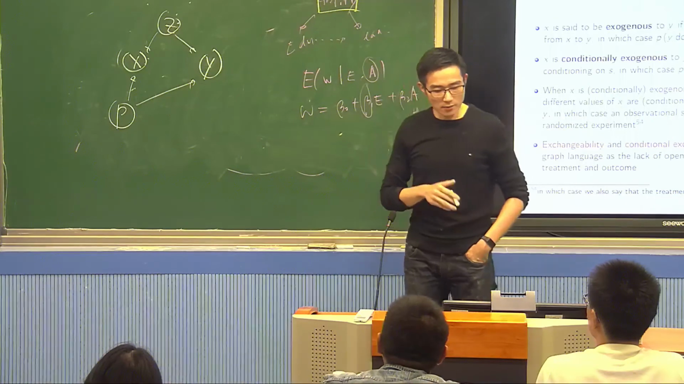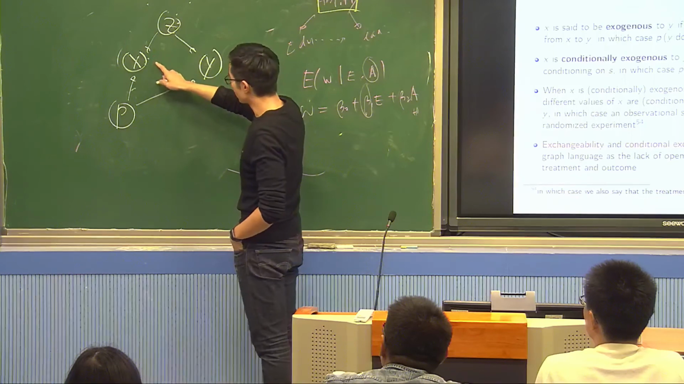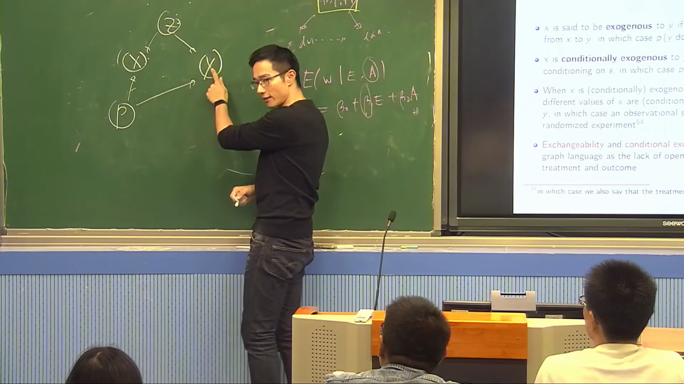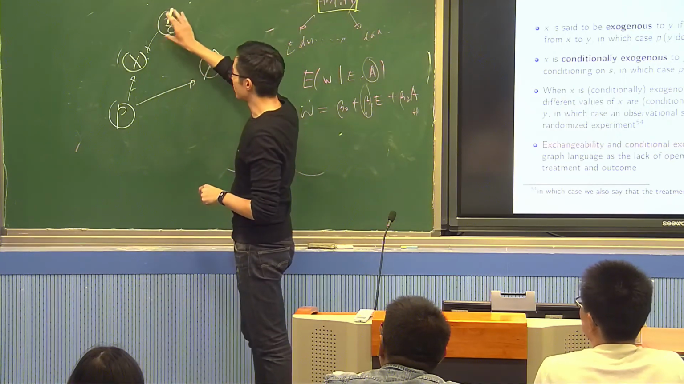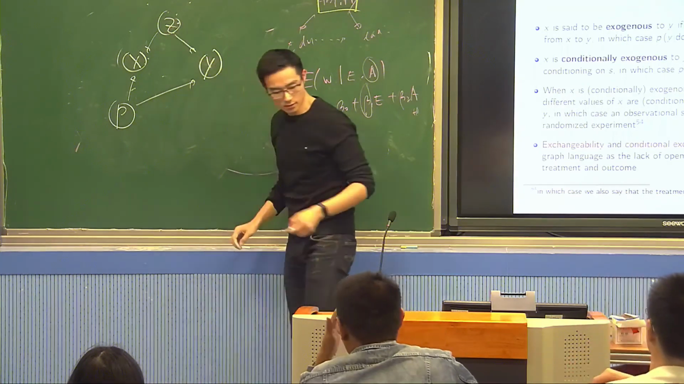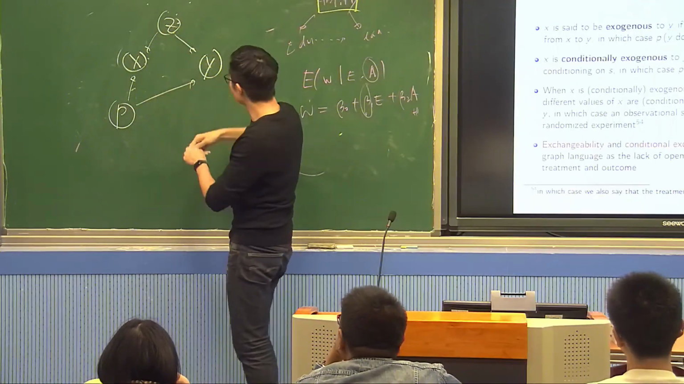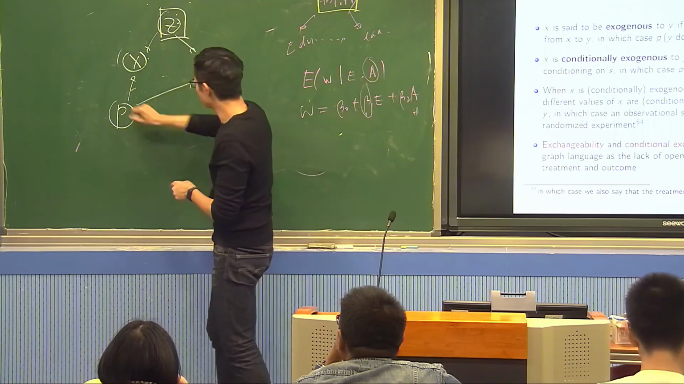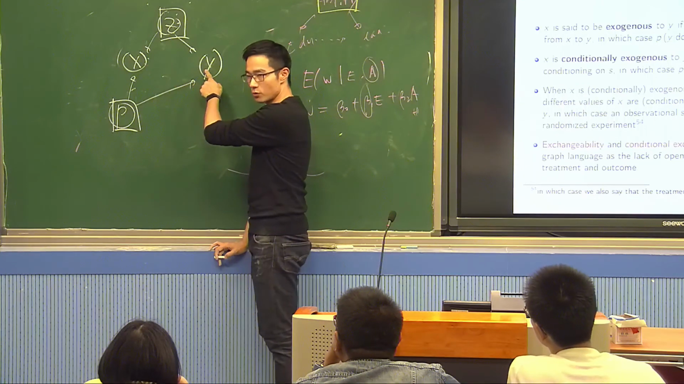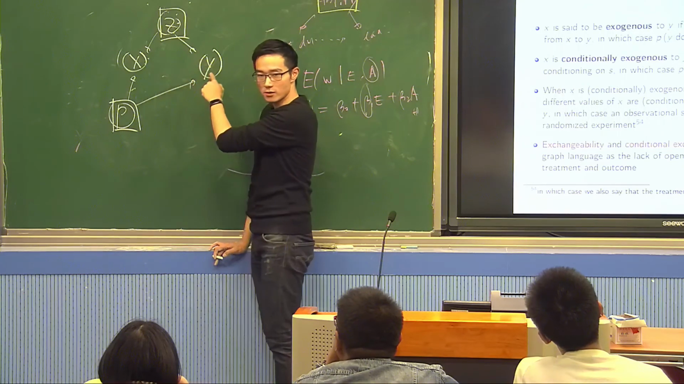Okay? So now I'm going to say that I can also define endogenous or exogenous when we say it's to a certain variable. So X is exogenous to Y if there is no open backdoor path. So here, is there an open backdoor path? Yes, this is the open backdoor path, this is the open backdoor path. So if I condition on Z, if I condition on P, then X is exogenous to Y, because there's no backdoor path from X to Y. Otherwise, X is endogenous to Y.